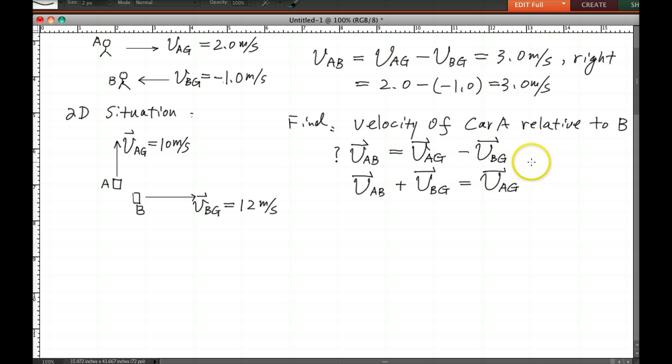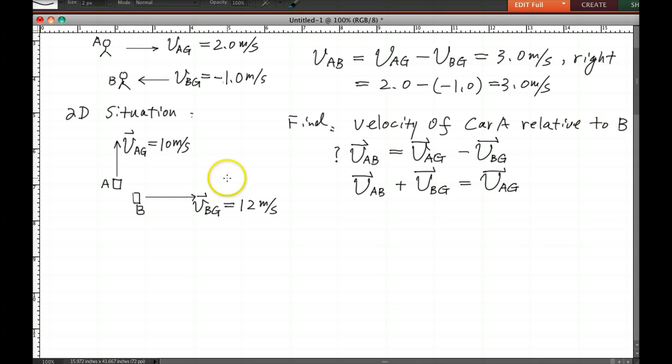Okay? Now basically, the physics part is done, right? So you already figure out you need to subtract the vector VBG, which is here, 12 meter east, from another vector VAG, which is 10 meter per second north. Done. We already learned how to do the subtraction between two vectors, and it's always easy if you know the vector addition, subtraction.